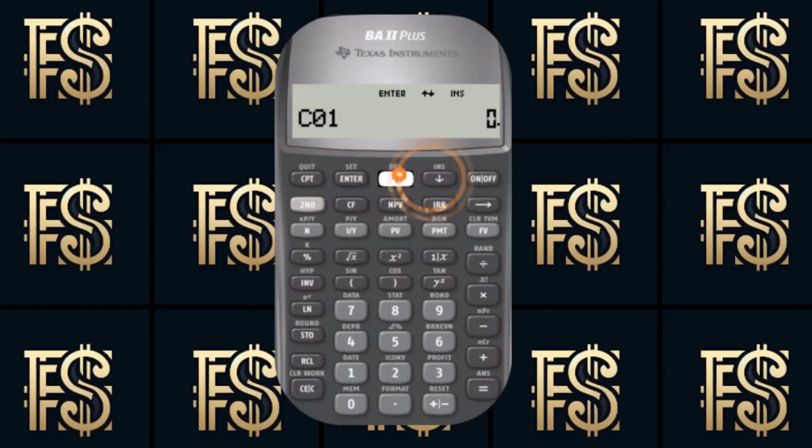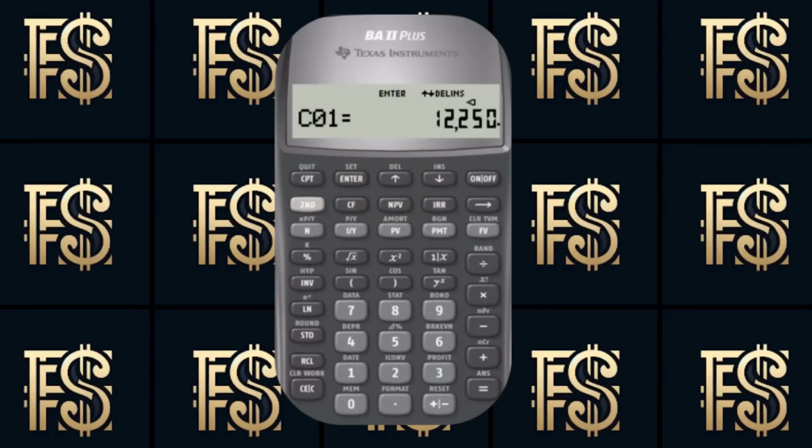We'll arrow down to C01, and we will type 12,250. I could use the frequency tool here, but I'm not going to. We'll just go ahead and type these in as they appear on the timeline. So 12,250 again. C03 is 12,500. C04 is 15,000. And C05 is also 15,000. Always double check that you have entered in everything correctly into the financial calculator, because it's really easy to have a transposition error.